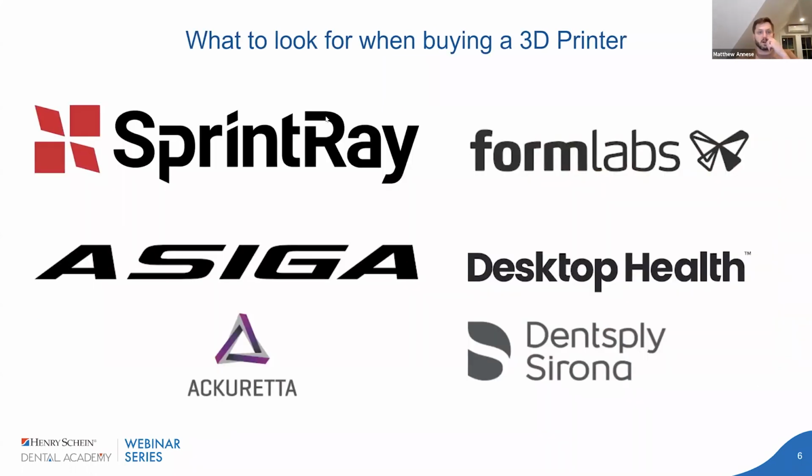So if I haven't convinced you, or if you haven't dove into 3D printing, you're going to see a couple of the big names here. Again, you can buy a $300 one on Amazon. You can do a bunch of different things, but there's SprintRay, Formlabs, Asiga, Desktop Health, Accu-Artisol, and Dentsply has a new printer. These are some of the bigger ones. Not saying that there's other ones out there, but these are some of the names that you may hear from time to time in social media posts, lectures, CE courses, conferences, etc. And some of the ones that I have more familiarity with.